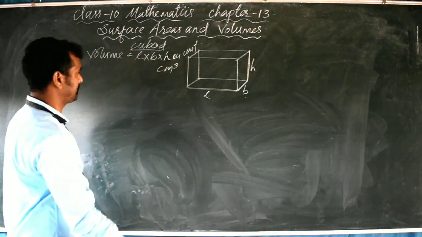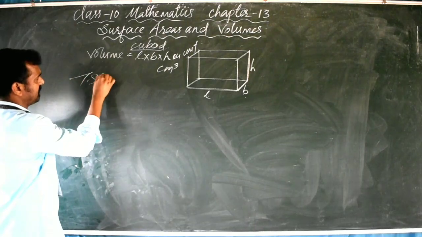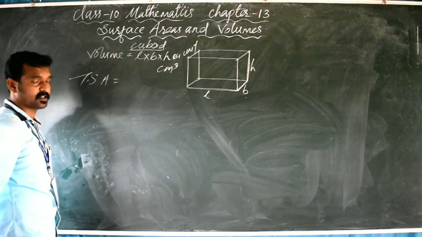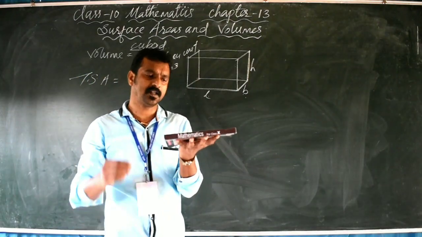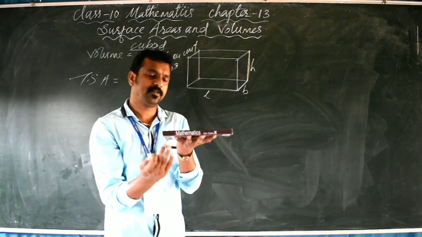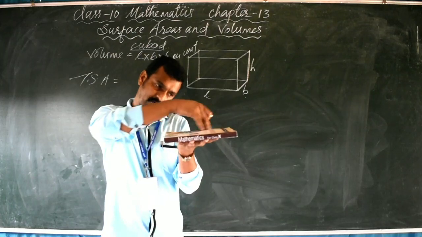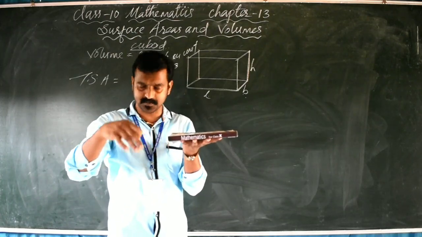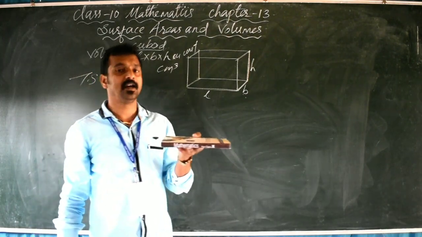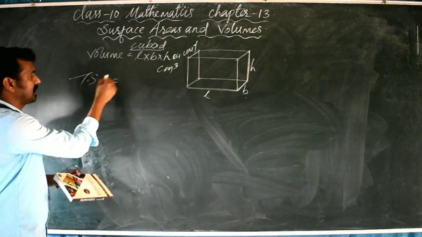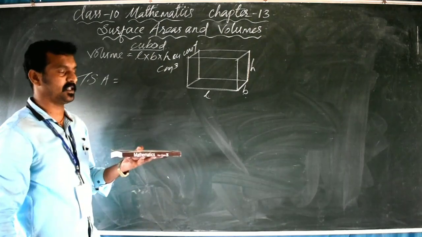Now next we are going to study the total surface area of a cuboid. How can we find the total surface area? How many surfaces does it have? It has 1, 2, 3, 4, 5, 6 surfaces, or 6 faces. So all the faces' areas we have to add. That is the total surface area of a cuboid.